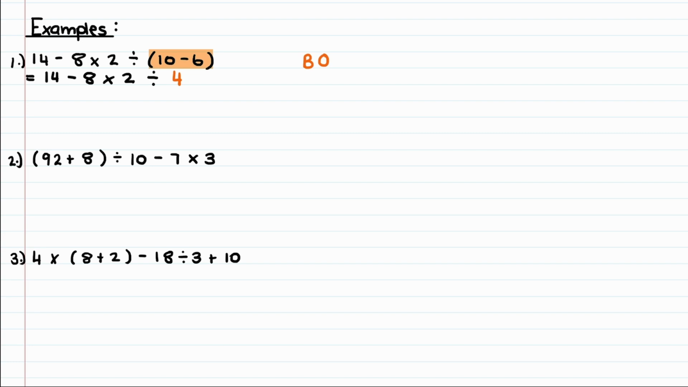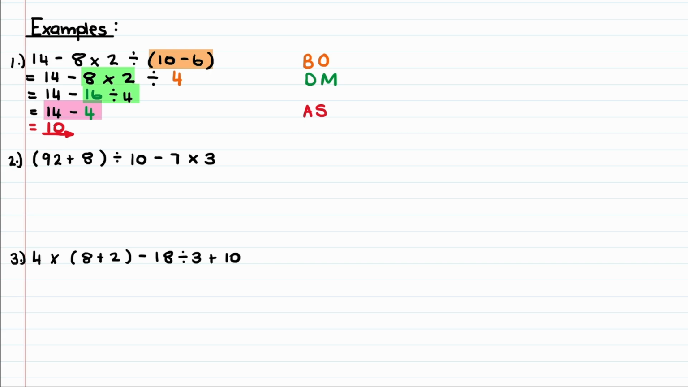Moving on to DM, multiplication appears first in this question, which gives us an answer of 16. Next, we can divide 16 and 4, which gives us 4. Lastly, we are going to subtract 14 and 4, leaving us with 10.